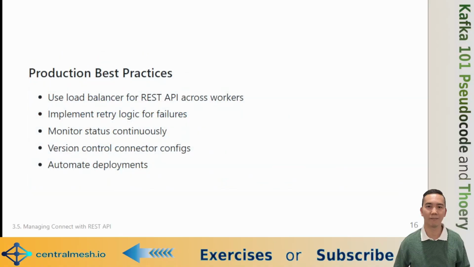When managing connectors in production, there are several best practices to follow. If you are running multiple Connect workers, place a load balancer in front of the REST API so clients don't need to know which worker to contact.